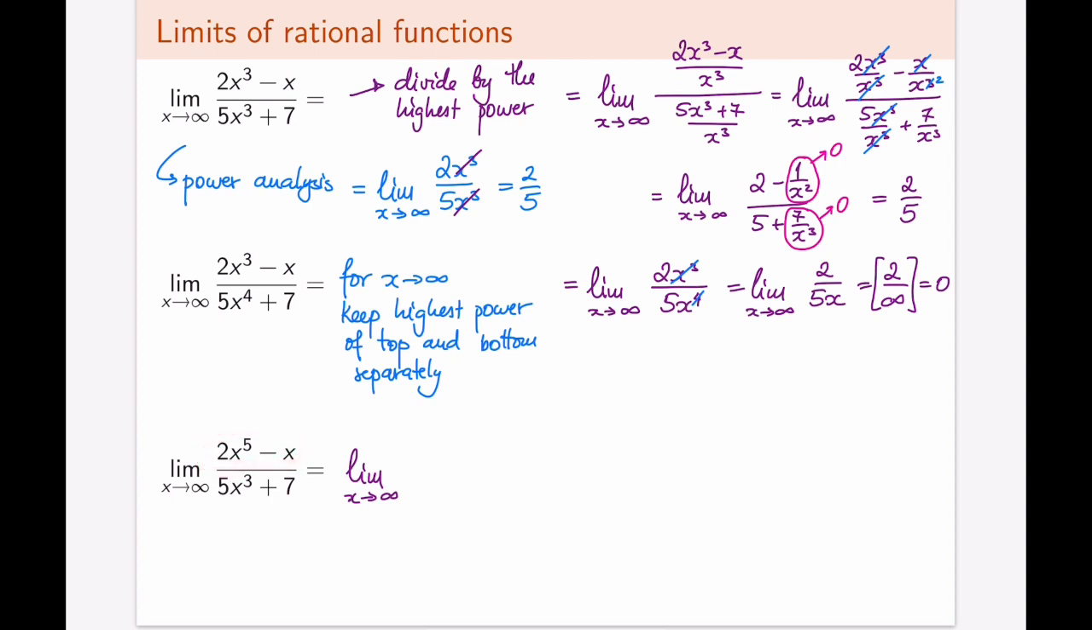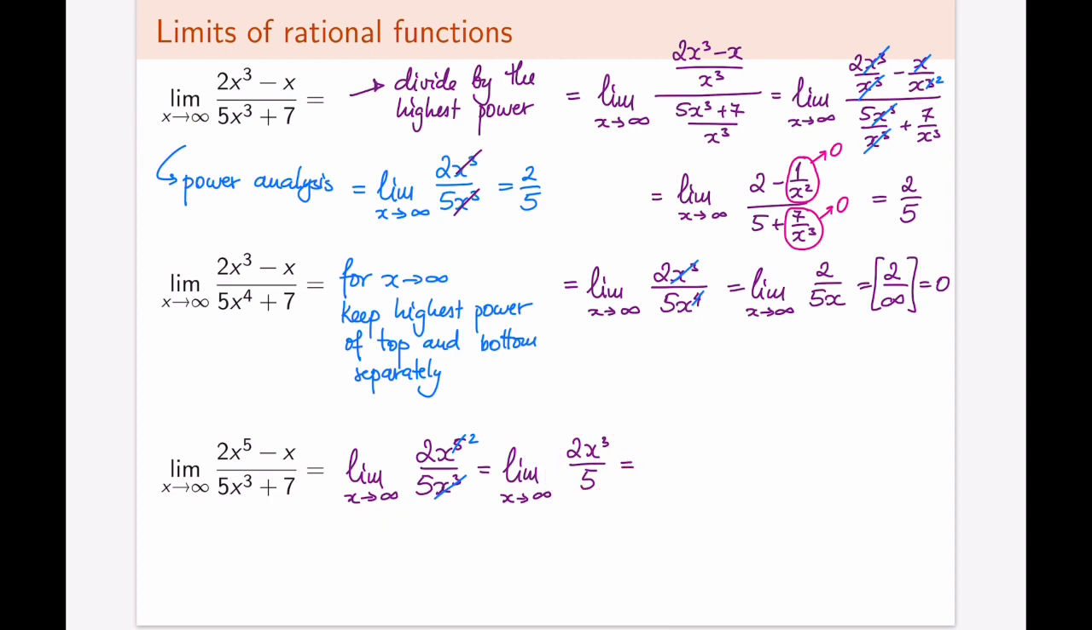So what I have here is 2x to the 5th is the highest power on the top, 5x cubed is the highest power on the bottom. I notice that these will cancel out, and what I'm going to have left is the limit as x approaches infinity of 2x cubed over 5. Okay, now again, this seems to have been simplified as far as it can be simplified.